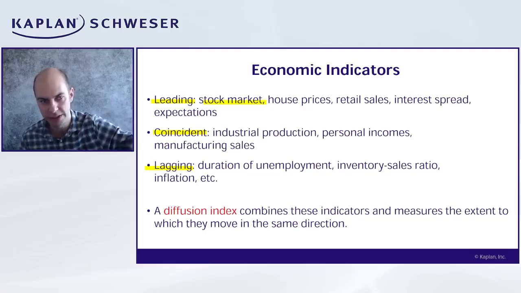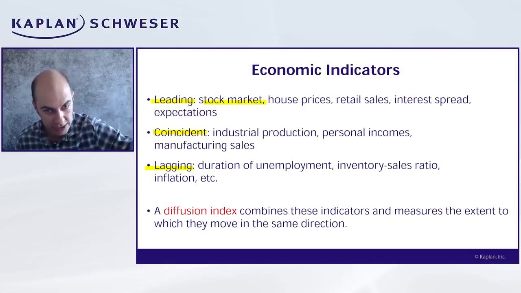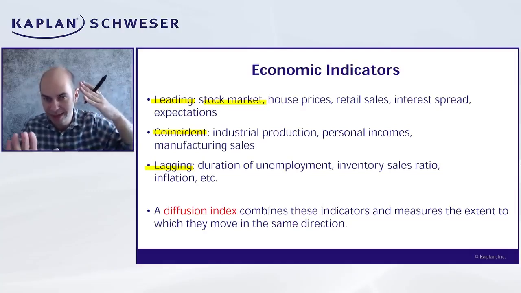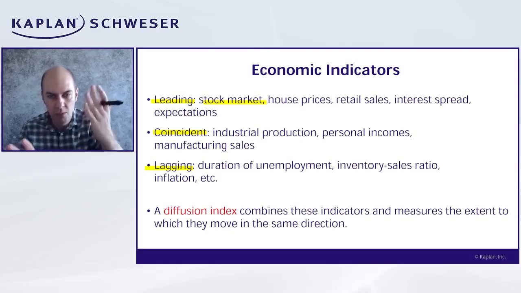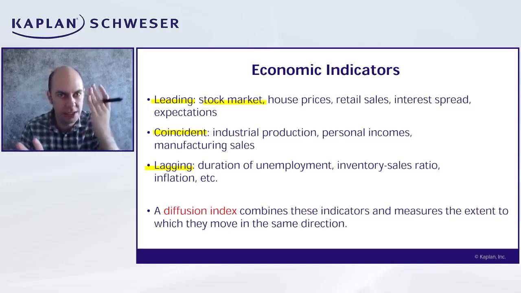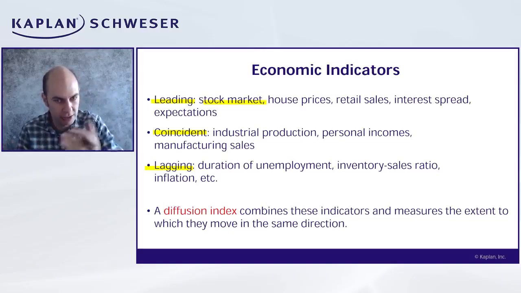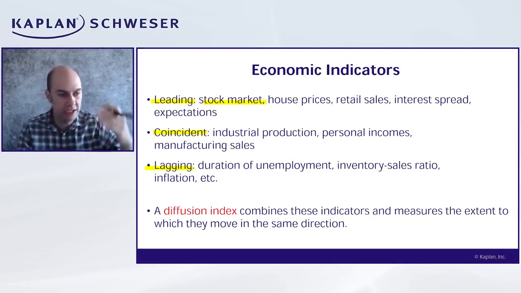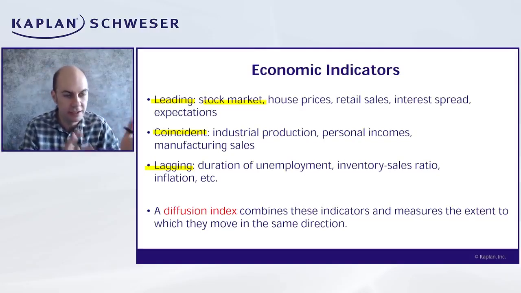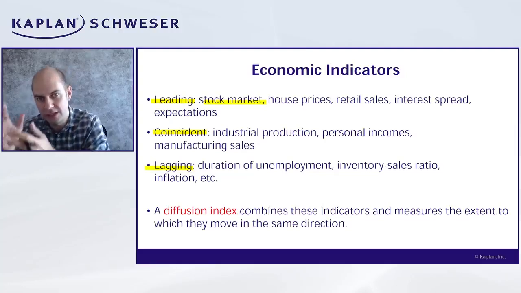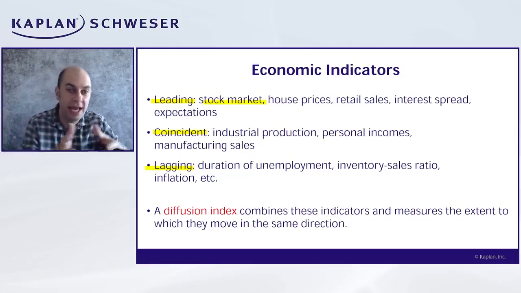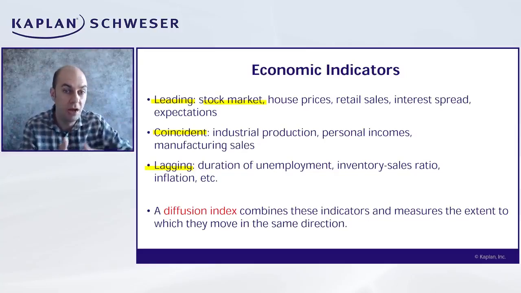All right, my friends? Now, coincident indicator is an indicator that coincides with the turning point in the economy. Okay, that's a coincident indicator. And then you've got a lagging indicator that is basically a very, very slow indicator, and it lags the economy. So it happens after the fact.